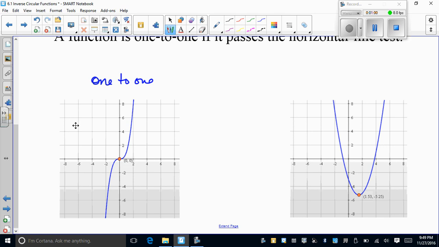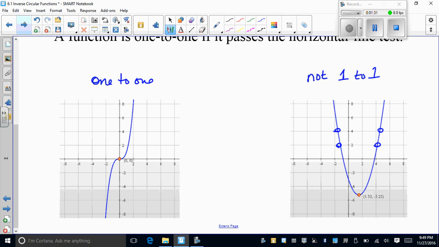This one, however, is not one-to-one, because any given horizontal line would hit the graph twice. So the quick little test: the vertical line test is to determine if it's a function. The horizontal line test is to determine if it's one-to-one.